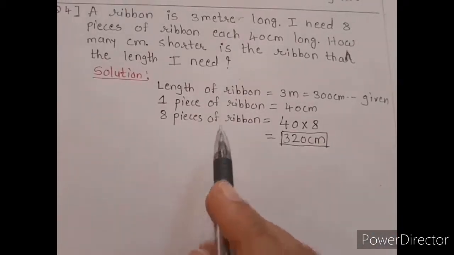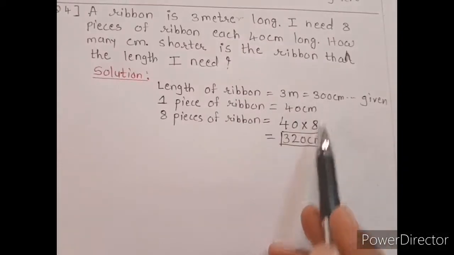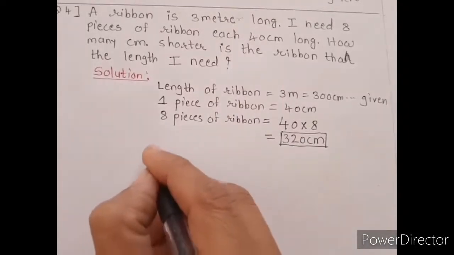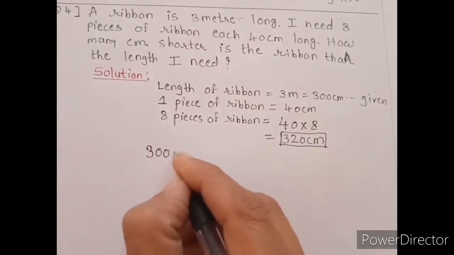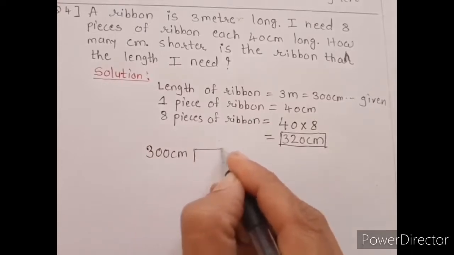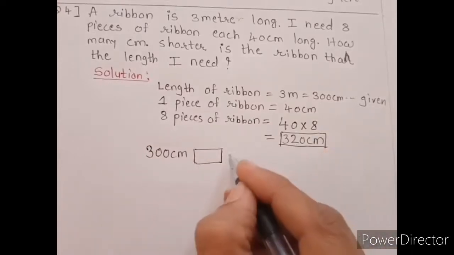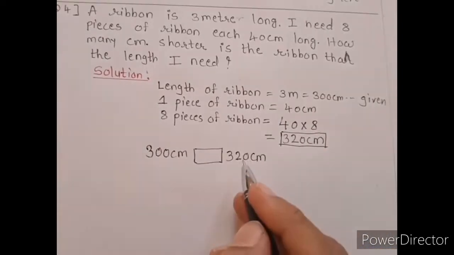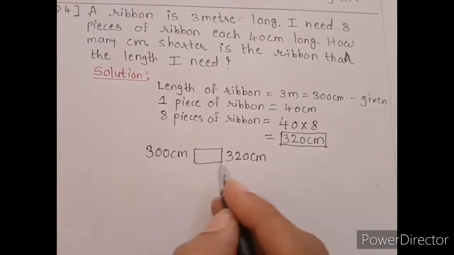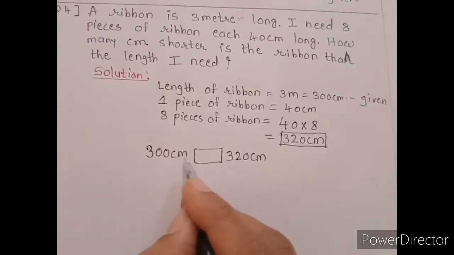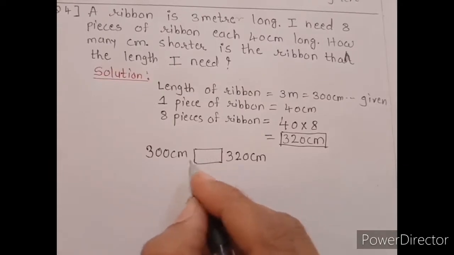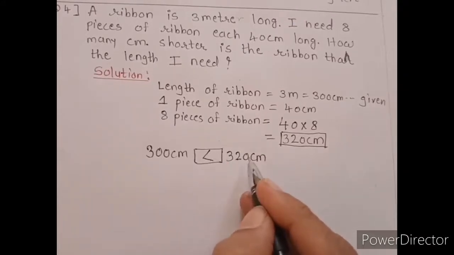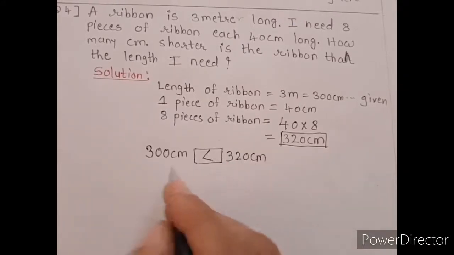Now compare the length of given ribbon and length of required ribbon. First we will write length of given ribbon, that is 300 centimeter, and now required ribbon should be 320 centimeter. So which length is greater and which one is smaller? Given ribbon is smaller than required ribbon. So first we have to find out the difference between them.